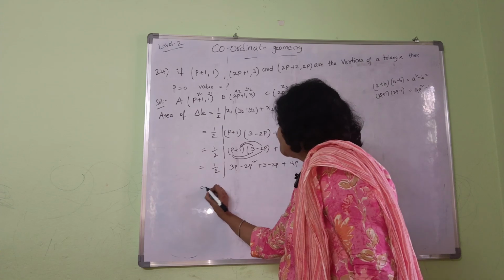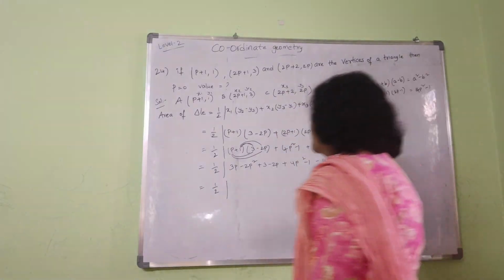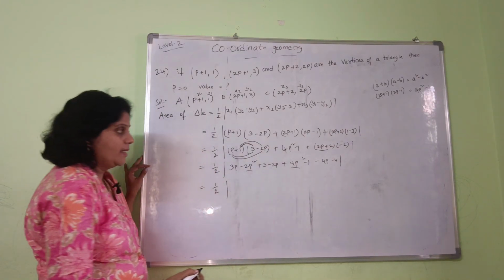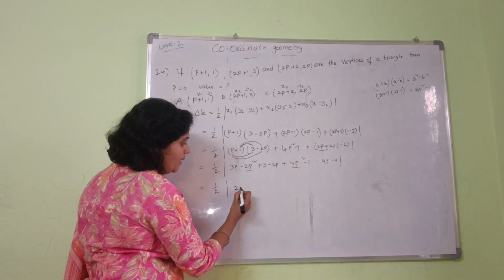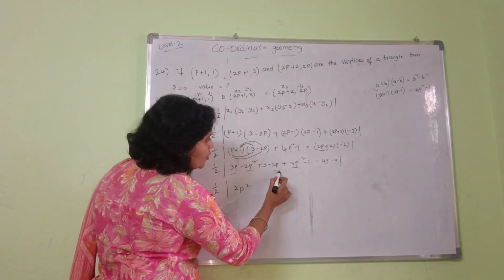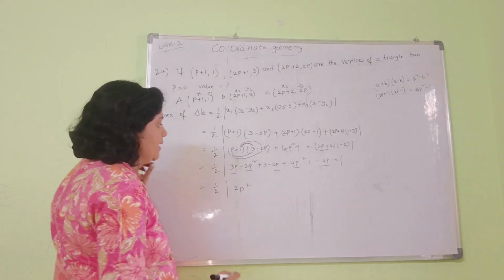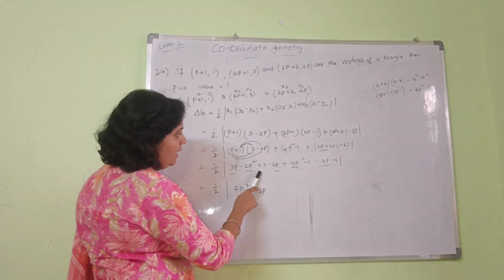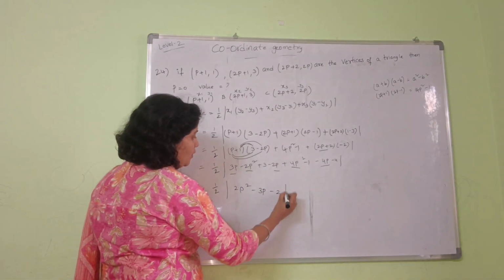What is left here? 1/2 mod of. Observe the p square terms. Minus 2p square, 4p square. Minus plus, so we should subtract. 4p minus 2p is 2p square. Now observe the p terms. 3p minus 2p minus 4p. 3p minus 2p is p. p minus 4p is minus 3p. Now observe the constant terms. Plus 3 minus 1, that is plus 2. Plus 2 minus 4, that is minus 2.